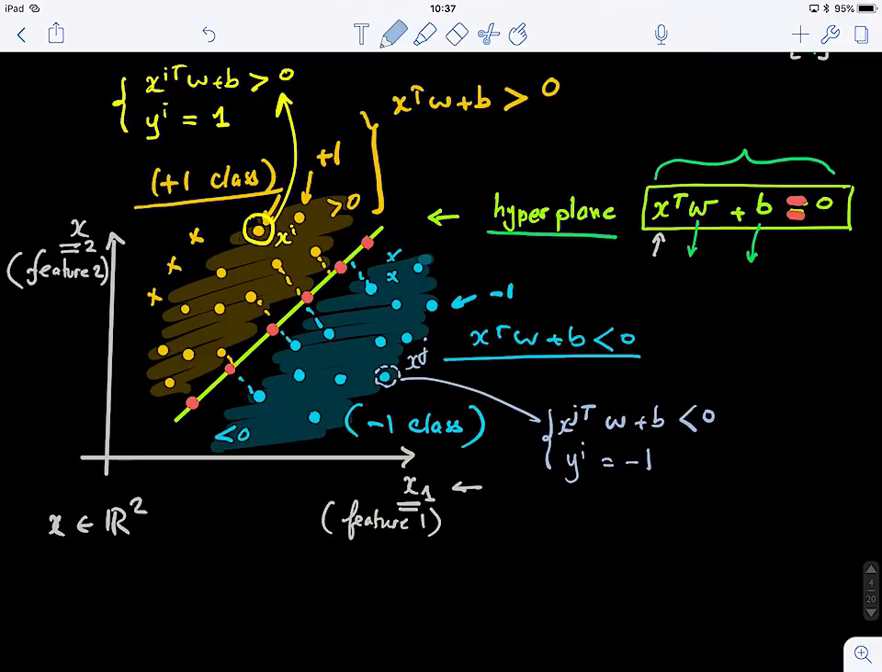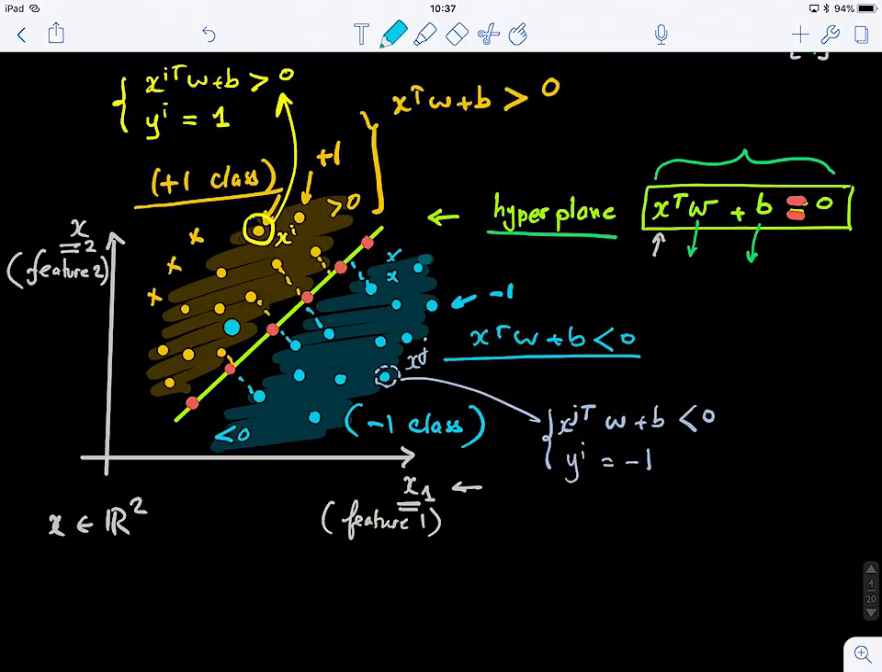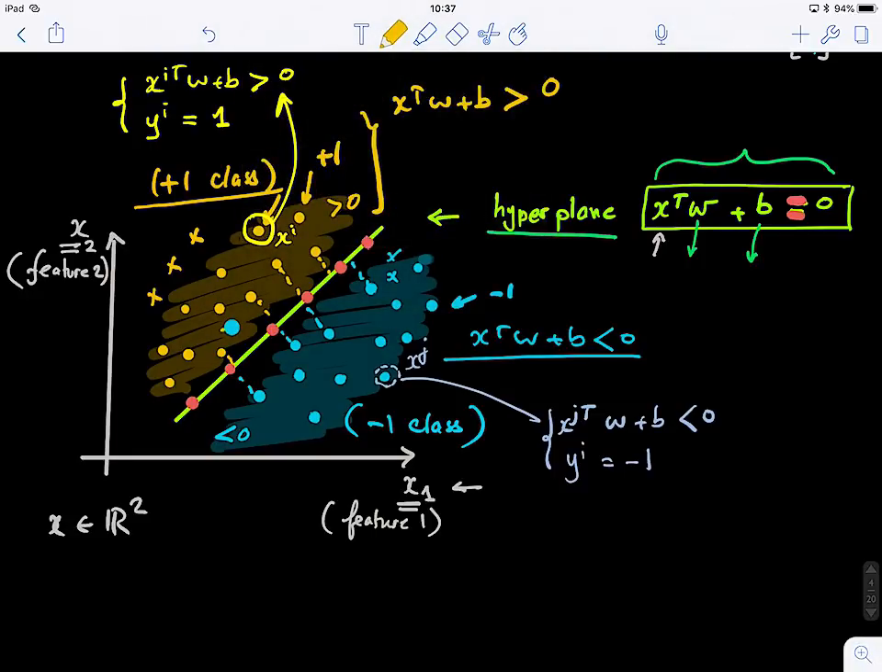Imagine if I have a wrongly classified point. For example, a blue point is classified by this hyperplane on top of it. What does it mean here? It means that for this point, xi transpose w plus b is positive. However, the yi is actually negative. So it's incorrectly classified, right?